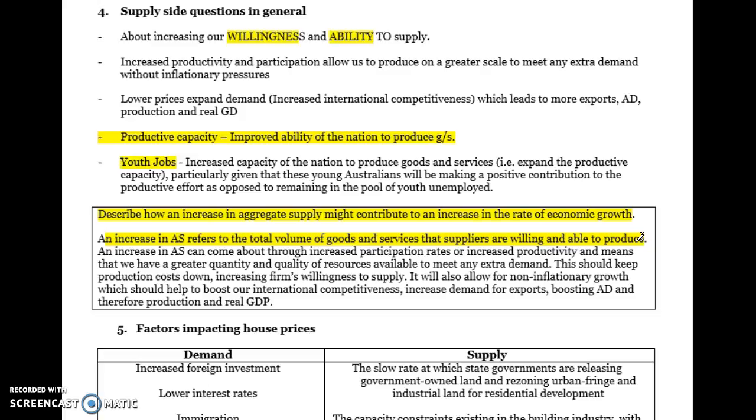It means that we have a greater quantity and quality of resources available to meet any extra demand. This should help keep production costs low, increase firms' willingness to supply, and therefore allow for non-inflationary growth. It also boosts our international competitiveness and the demand for exports.